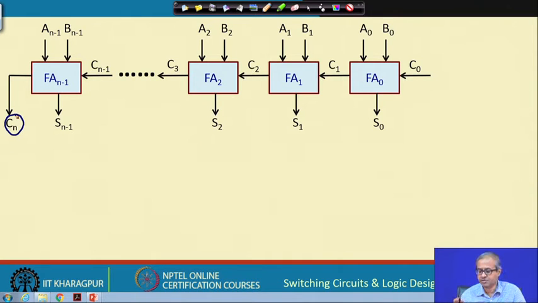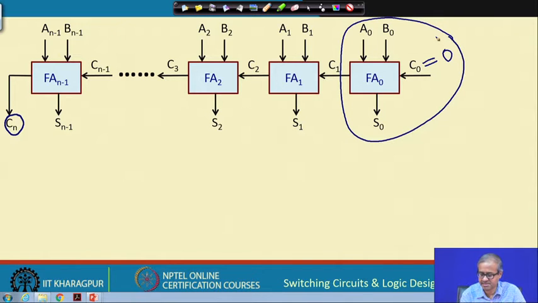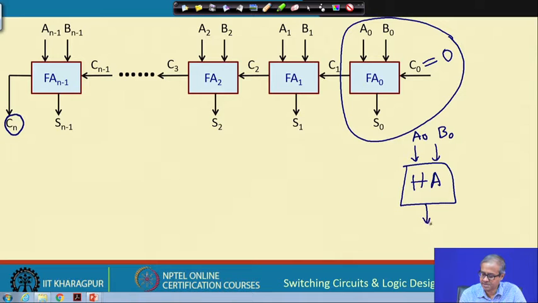Now, just the point to note is that, if this n bit adder you are using in the standalone mode, which means this carry input is always 0, then this first stage of this addition, which is a full adder, you can replace it by a half adder, because half adder, if you recall, has only two inputs. So, this will only have A0 and B0, and it will be generating S0 and it will be producing C1 as the carry out.